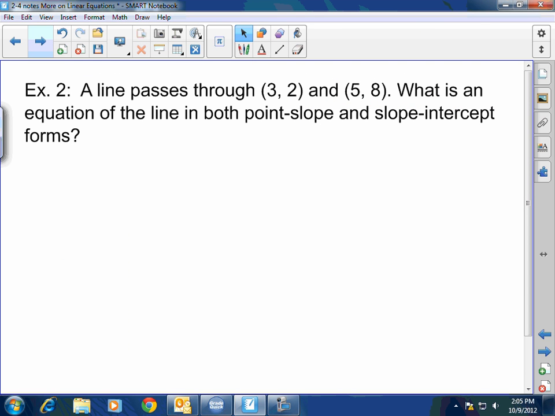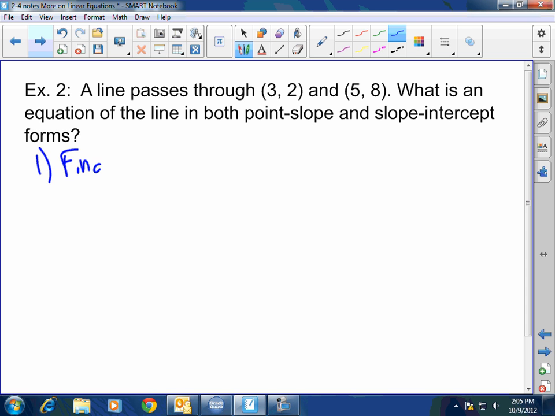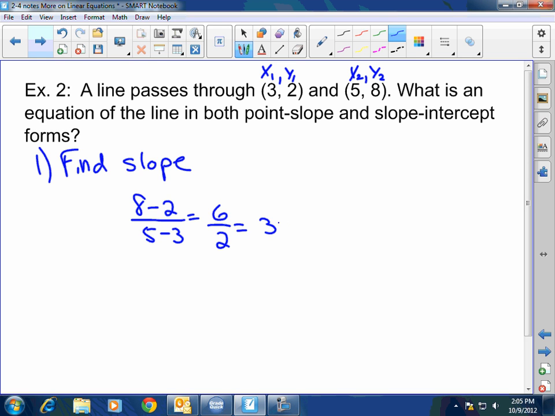Okay. Now, what happens here? A line passes through (3, 2) and (5, 8). What is an equation of the line in both point slope form and slope-intercept form? What did we say step 1 was? Find slope. Very good, gentlemen. So in this case, we don't have the slope ready for us. So we're going to label x1, y1, x2, y2, and find our slope of y2 minus y1 over x2 minus x1. That's going to be 6 over 2, which is 3.